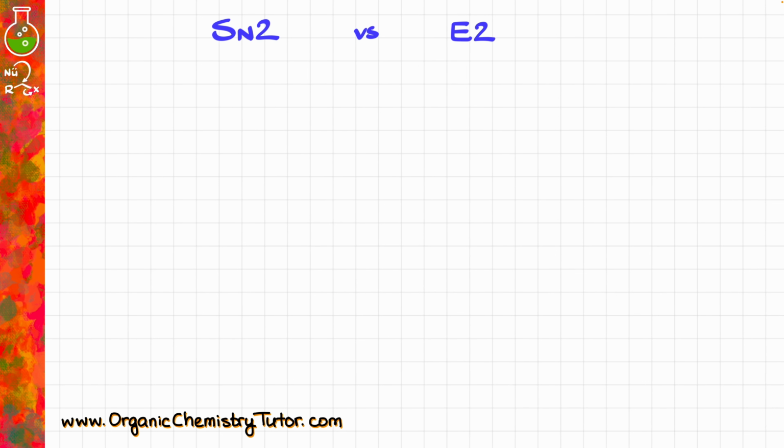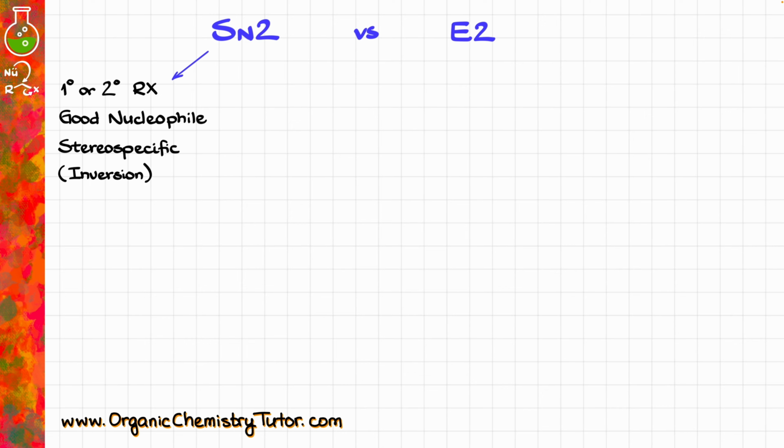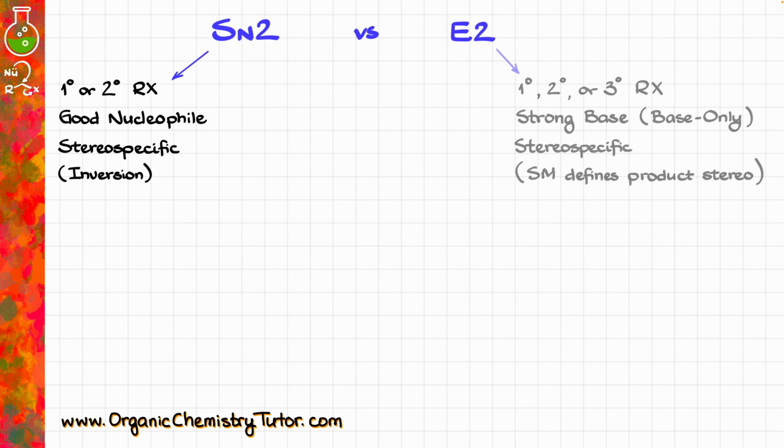So when it comes to our SN2 versus E2 reactions, in the case of the SN2 reactions, typically we see them on primary or secondary alkyl halides or leaving groups. They do require a good nucleophile, they are stereospecific, they do the inversion of the stereochemistry, so all the stuff that we know very well. In the case of the E2 reactions, they can happen on either primary, secondary, or tertiary leaving groups. They do require strong base, or better yet, base-only type of reagents, and they're also stereospecific, where the starting material will define the structure of our final product in many cases.